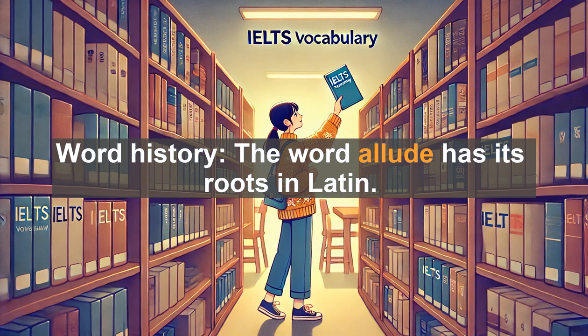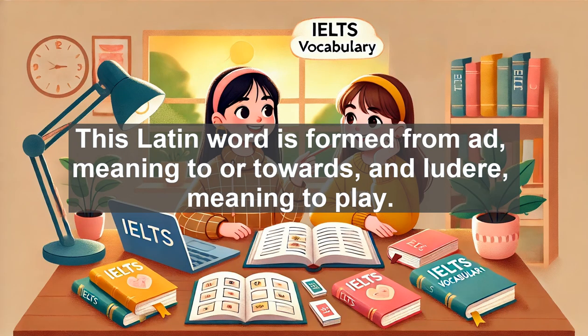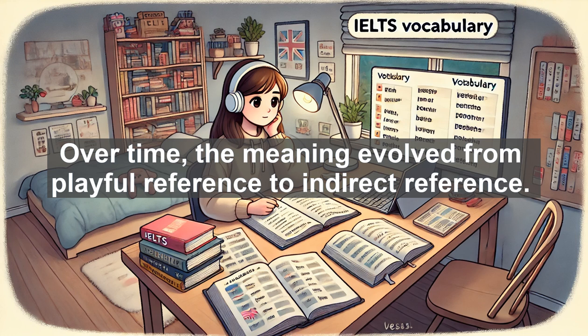Word history. The word allude has its roots in Latin. It comes from the Latin word alludere, which means to play with or to jest. This Latin word is formed from ad, meaning to or towards, and ludere, meaning to play. Over time, the meaning evolved from playful reference to indirect reference.